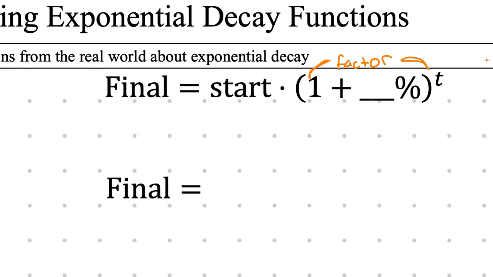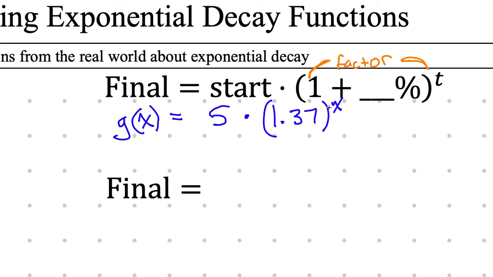So an example equation might be something that looks like this. You could have, I don't know, I'm feeling like a g. G of x is equal to, I don't know, someone shout out a number. 5. I heard 5 loudest. 5 times, and then I'll do 1.37, all of that to the power of x. Done. That's what it looks like. So this is saying, hey, my start amount is 5. My initial amount is 5.